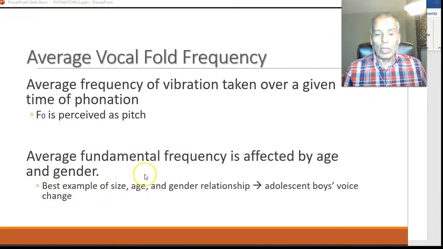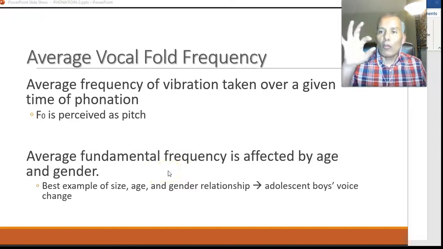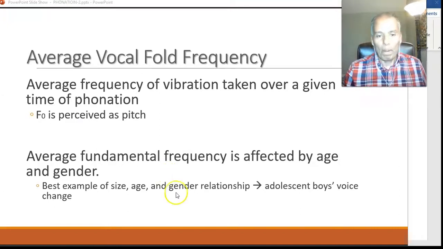So you can think of the adult vocal fold for an average male as the diameter of a quarter, and for an average adult female as the diameter of a nickel. And children could be similar to a penny. I mean the length.